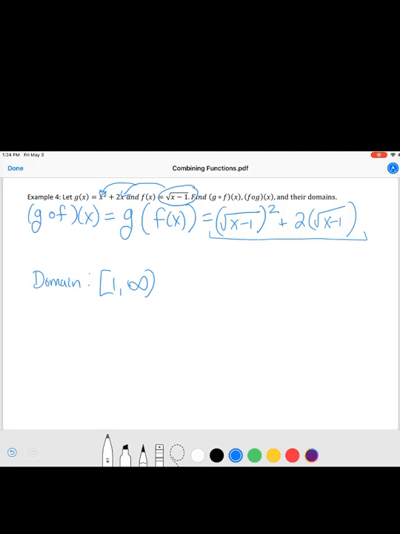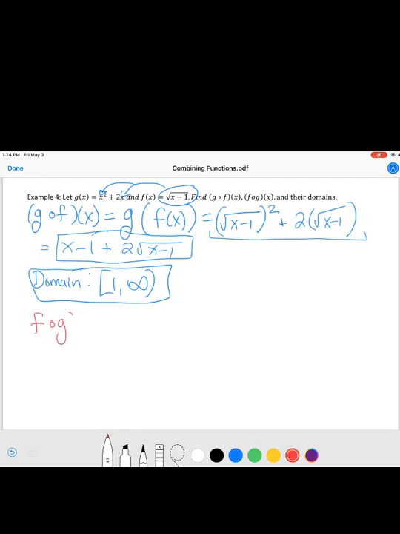Now let's simplify our function. If I square the square root of x minus 1, that's just x minus 1. And 2 times the square root of x minus 1 is just 2 square roots of x minus 1. So there's my simplified function, and here is my domain. For f of g of x, now we're doing it in the other direction. So I'm going to take my entire function g of x and plug it into f. So I'm going to take x squared plus 2x and plug it into the square root.